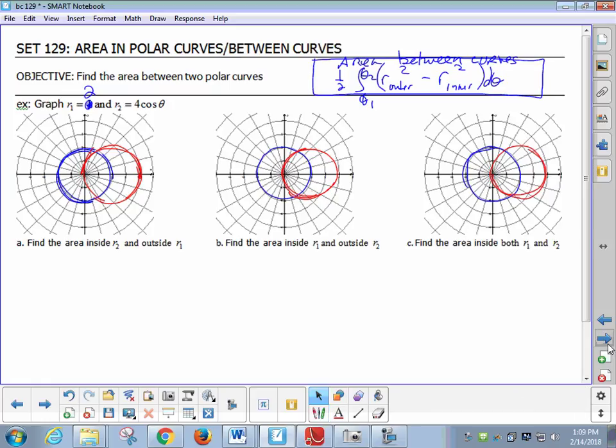Alrighty then. Now, there are lots of different types of problems. There's inside this one but outside that one, or outside this one but inside that one, or inside both. So, consider the area inside R2. That's inside the cosine circle, but outside the blue circle. Shade it, please. Shade it in a spokey kind of fashion. Inside the cosine, but outside the 2.